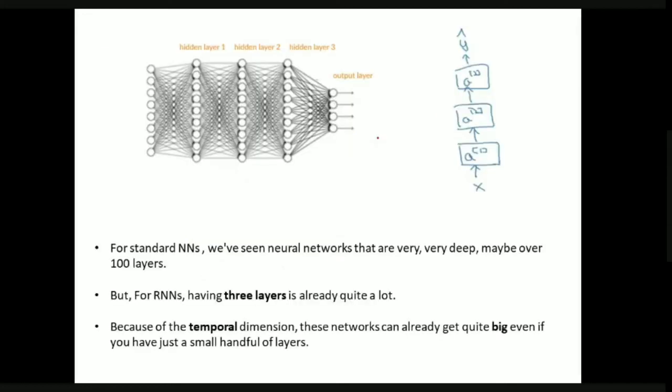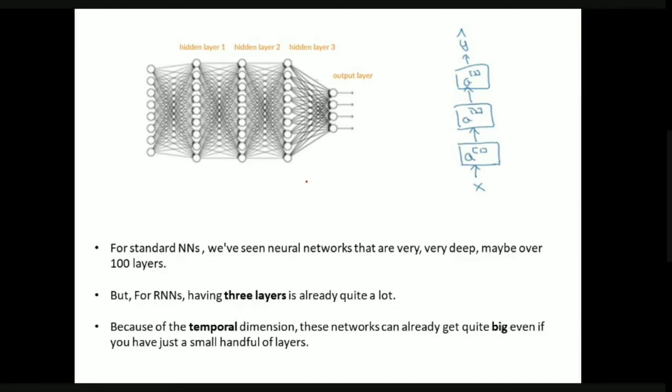Now, for a standard neural network, which we discussed in our previous classes, we saw that hundreds of hidden layers can be inserted. So we can add hundreds of hidden layers. But for a recurrent neural network, having these 3 layers is quite a lot. You may ask, sir, for a standard deep neural network we have more layers, but if we add more layers to a recurrent neural network, what's the problem?